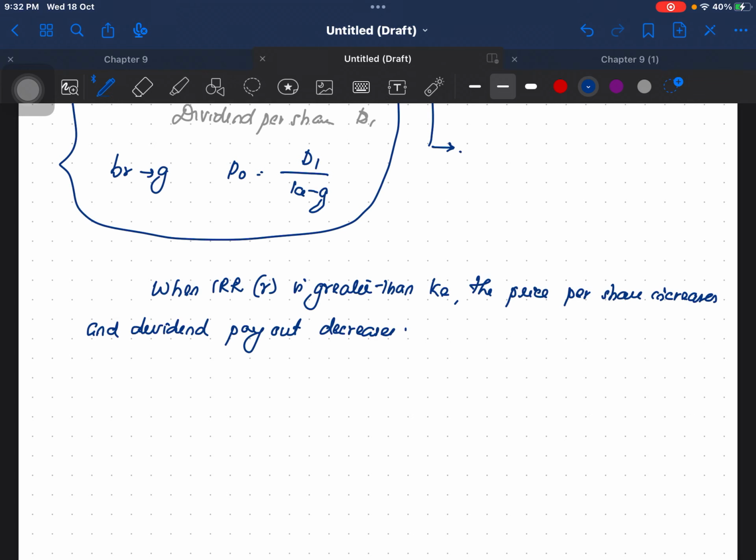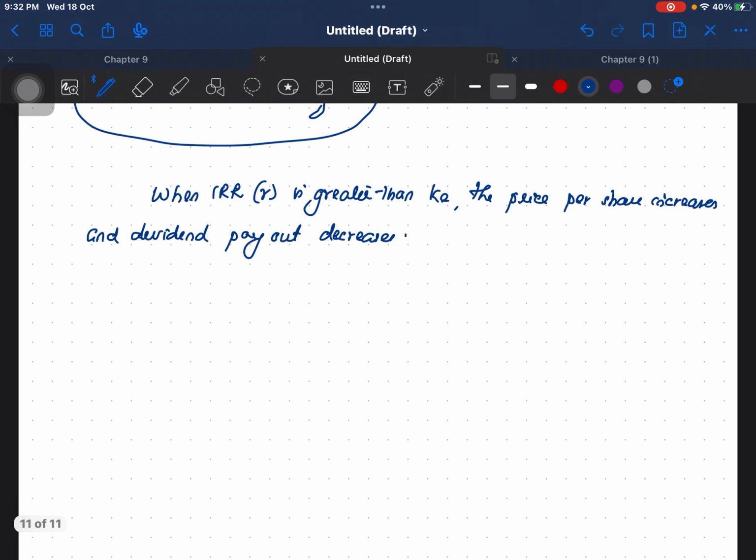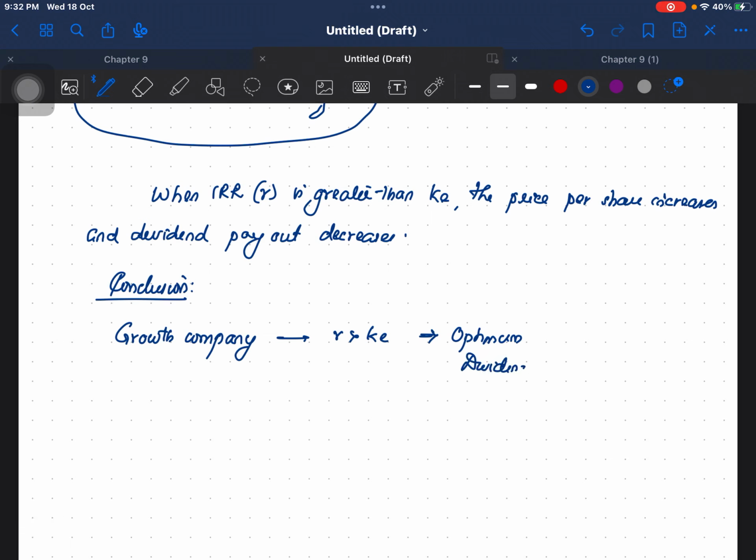Okay, so the conclusion will be like this. In the case of a growth company, R is greater than KE, and hence the optimum dividend payout is nil or zero.